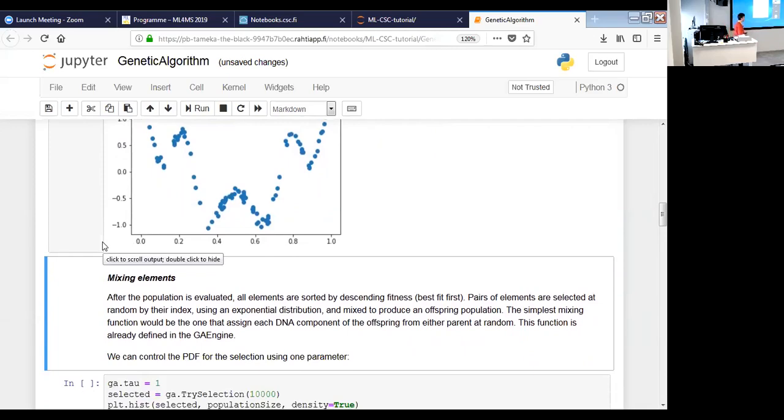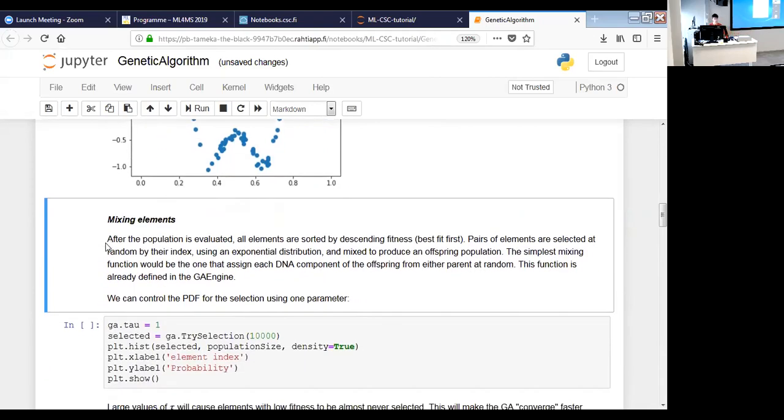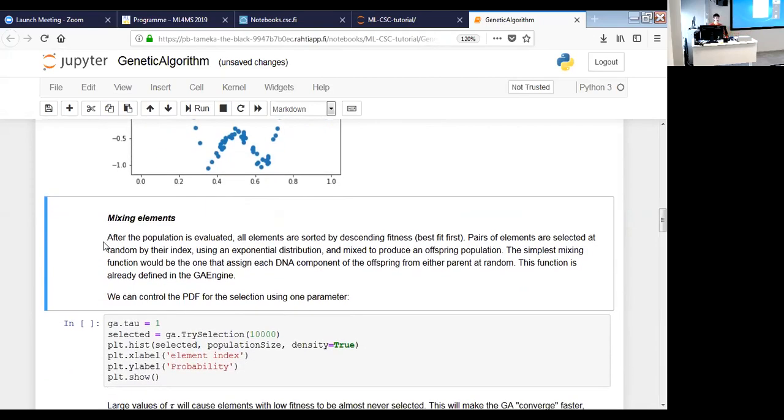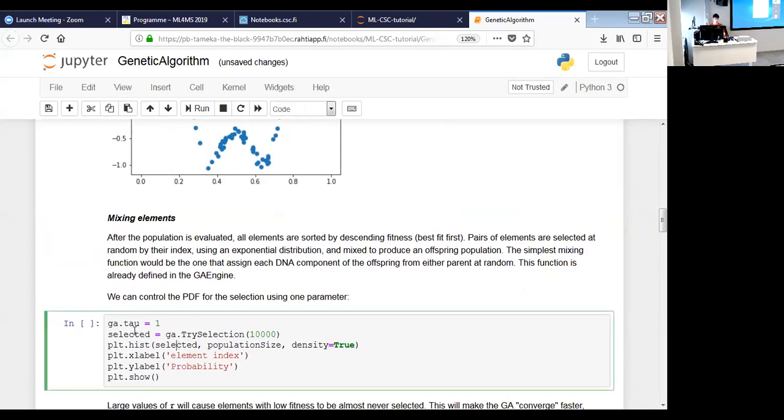To simulate evolution, you would have to select elements from the population at random and mix them. And the selection process has to be biased by the fitness. So good elements have a higher chance of being selected to generate the new offspring generation. And one way of doing it is to apply an exponential distribution, which is governed by this tau parameter.